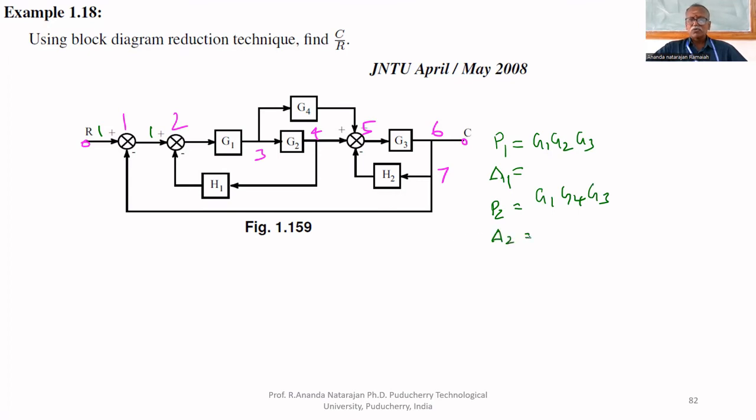We have to find delta 2. Now we have to find delta. Delta 1. What is the first forward path? This is the first forward path. No loop which is not touching the first forward path. Therefore, delta 1 is 1. Delta 2, this is a second forward path. No loop is there without touching the second forward path. Therefore, delta 2 also equal to 1. In the examination, don't do like this. You won't get any mark. You have to draw the signal flow graph.